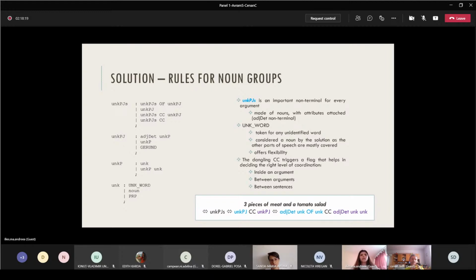So every argument actually has a noun group in itself. It's a preposition and a noun group. This noun group I wrote the rules for. I called it unknown PJs. And it's made of nouns and determiners that make an entire argument. Here we can see, for example, "3 pieces of meat and a tomato salad," how it is split.